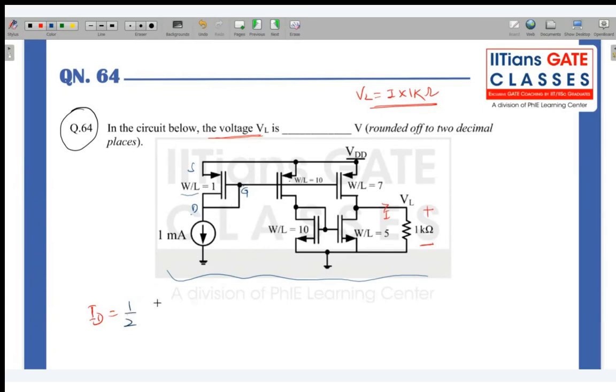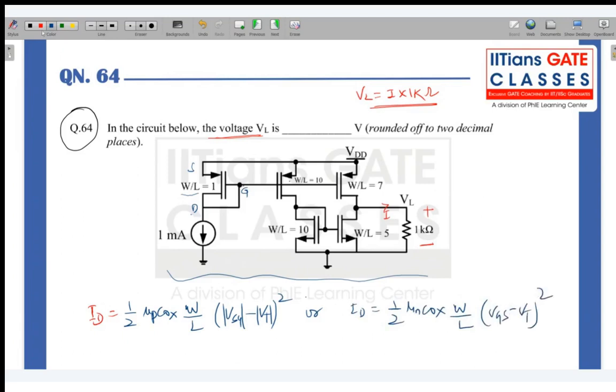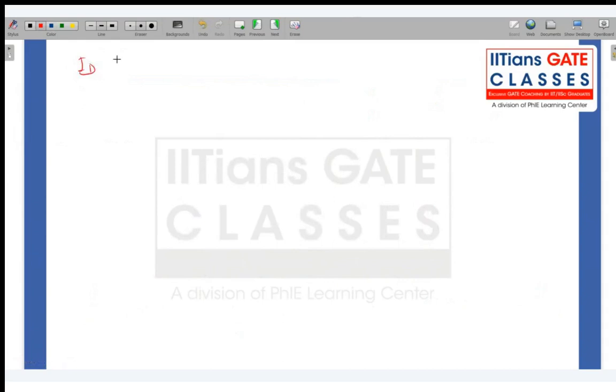So μpCox W by L, (VSG minus VT) whole square, that you can write here like this, just put the mod. Or you can also write for n channel MOSFET, that is 1 by 2 μnCox W by L (VGS minus VT) whole square. So what you have to observe here is that this drain current is directly proportional to W by L. Your drain current is proportional to W by L.